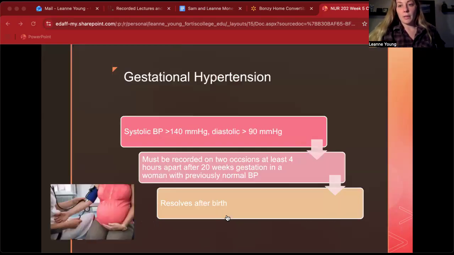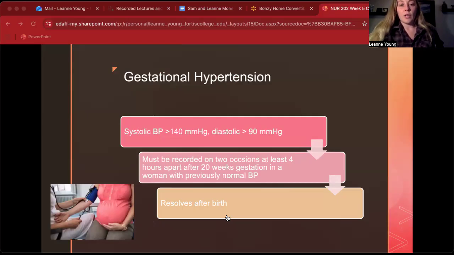So, gestational hypertension, what are our parameters? This would be diagnosed as a patient who has a systolic blood pressure of greater than 140 millimeters of mercury, and a diastolic blood pressure that's greater than 90 millimeters of mercury. It has to be recorded on 2 separate occasions, at least 4 hours apart, and the woman is typically diagnosed after 20 weeks of gestation who's had a normal blood pressure in the past.